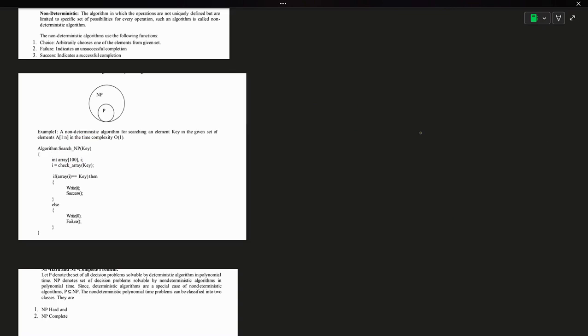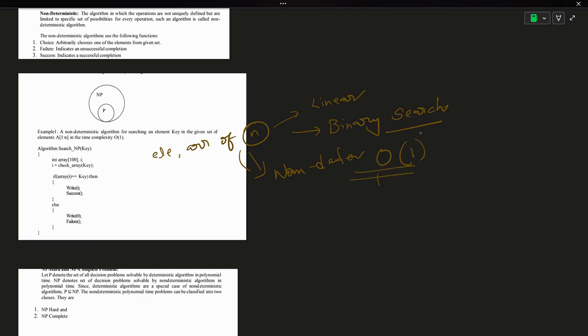Now let's understand this with an example. Suppose we need to find the index of an element in an array of length n. How do you do that? Well, you can use a linear search. Rather, you could use a binary search for better optimization if it is a sorted array. But if I want to write a non-deterministic algorithm for finding an element in an array with big O of 1 time, how will I write that?